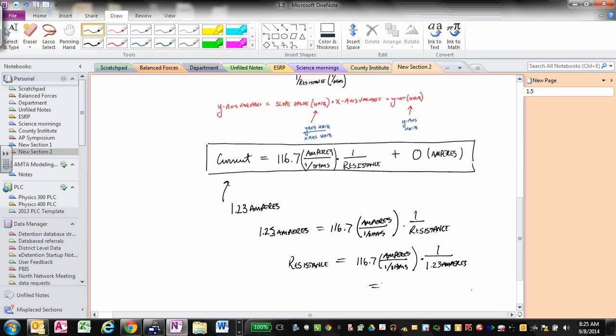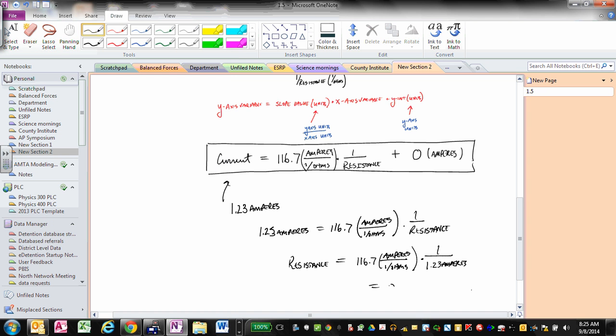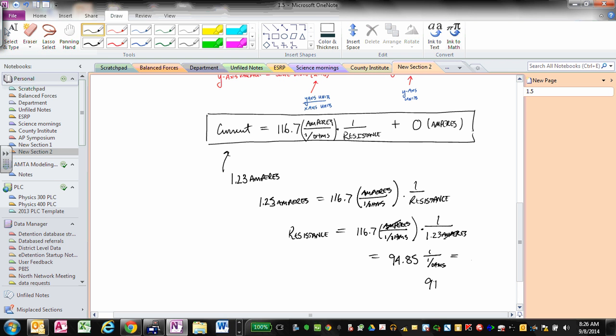Alright, that gives me a value of 116.7 divided by 1.23, 94.85. And the equation will also tell us the units, so the amperes here will cancel the amperes there, and I'm left with units of 1 over ohms. Alright, and if you know your algebra for simplifying fractions, you'll find that that's 94.85 ohms, which are the units of resistance.